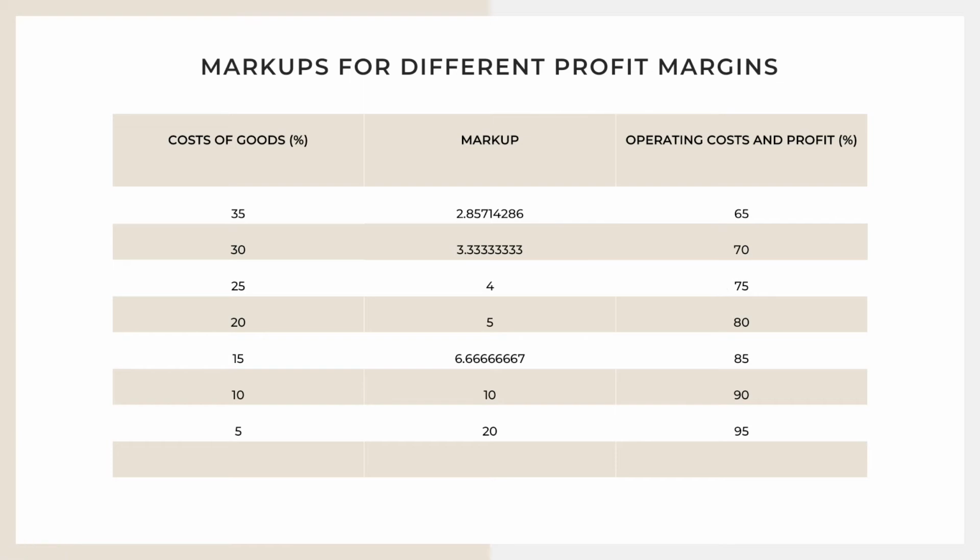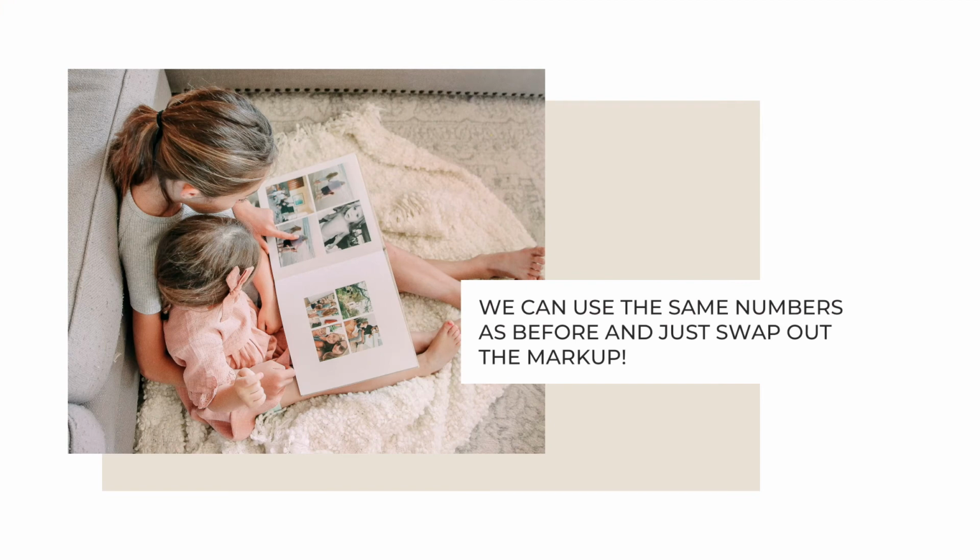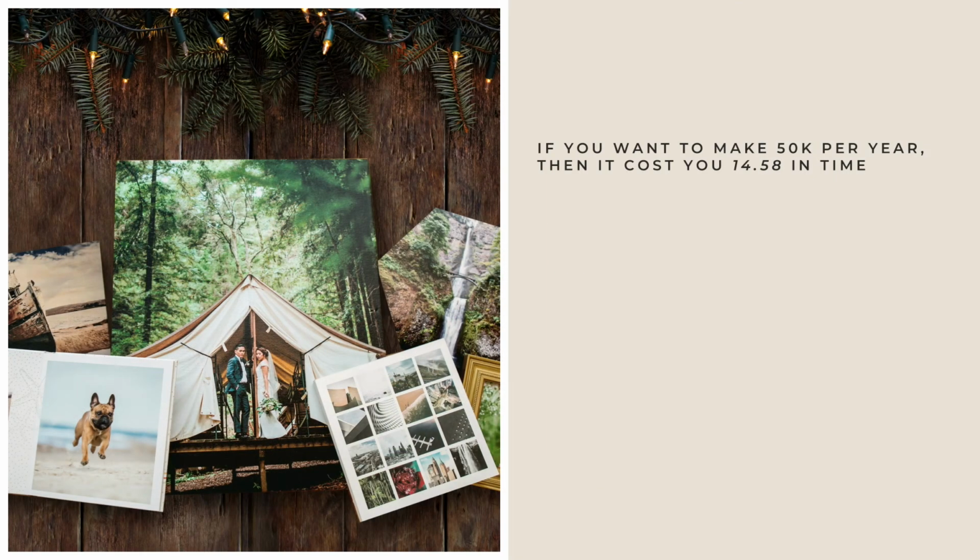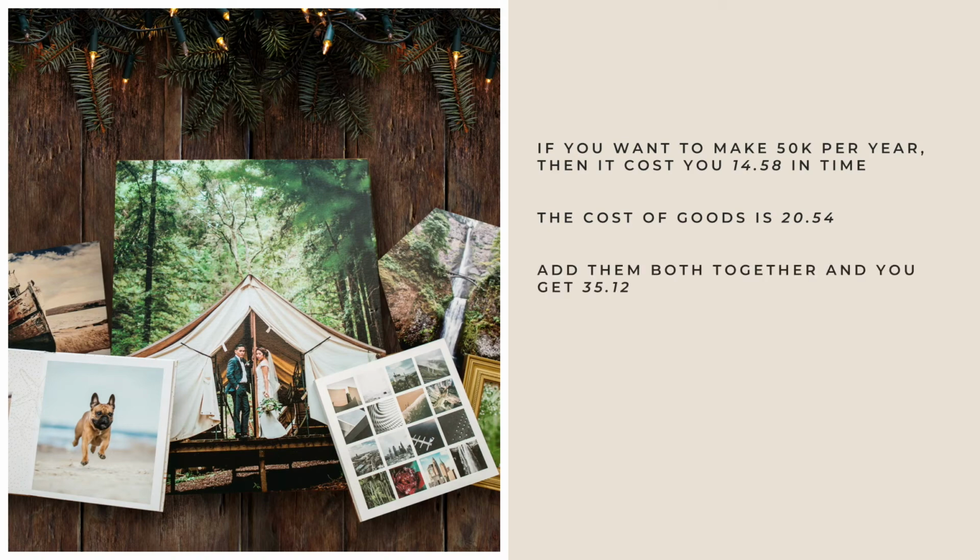Okay, let's explore the same situation as before, but this time we're going to use a different markup. And we're going to use the same numbers as we did before. We're just going to swap out the markup. So we're going to go back to that $50,000. If you want to make $50,000 a year, and then it costs you $14.58 in time, the cost of goods is still $20.54. You add them both together, and you get $35.12.